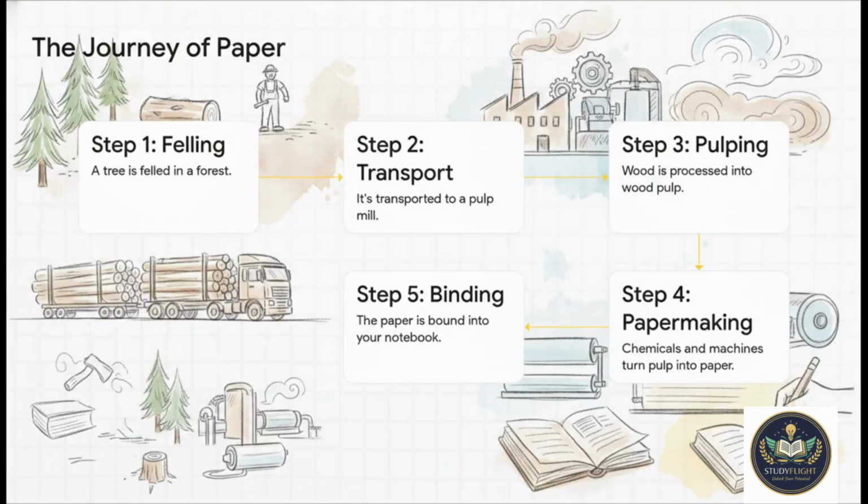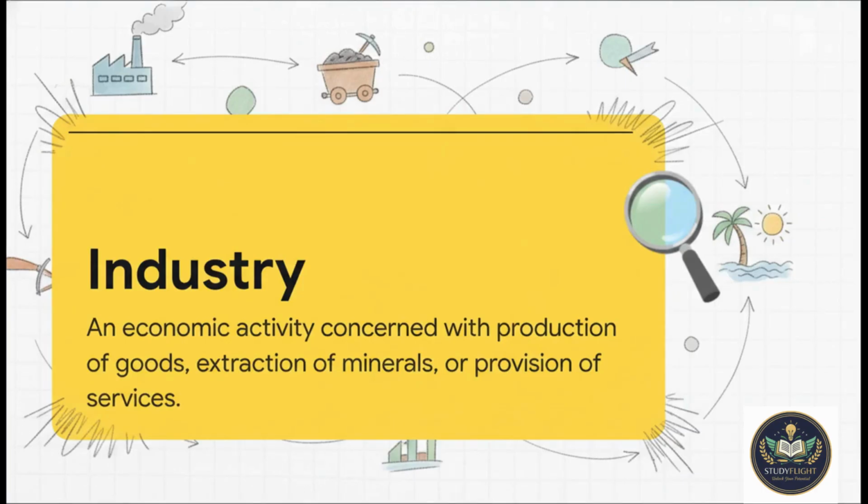So think about it. Each one of these steps is part of a much bigger process we call manufacturing. It's all about converting a raw material, in this case wood, into something much more valuable, your notebook. And this whole system, from the forest to the factory to the store, that's the very foundation of what we call industry.